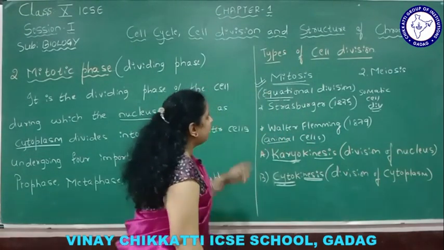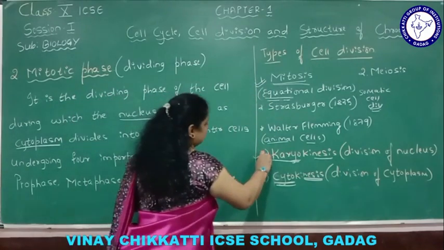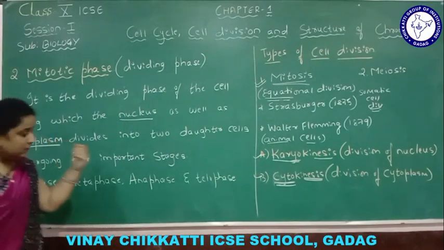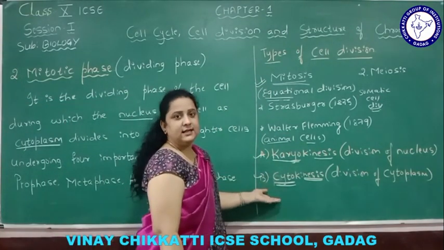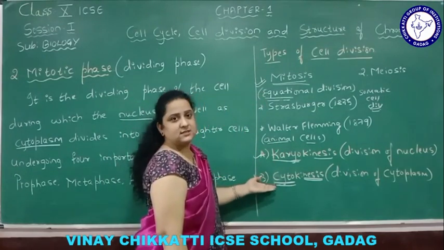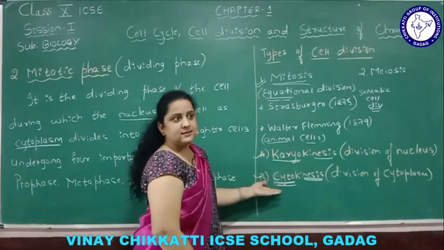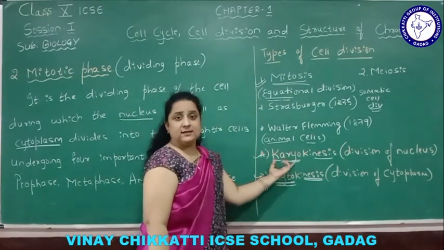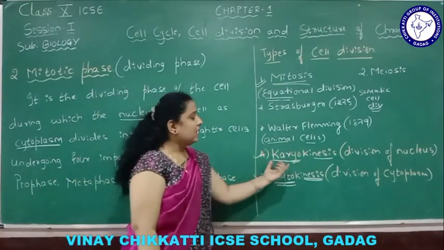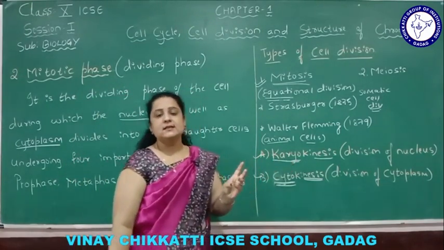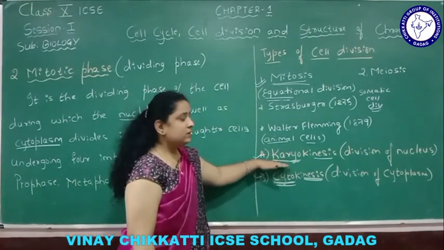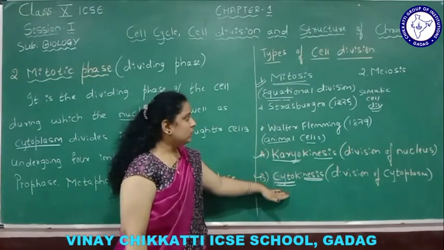Now, mitosis undergoes 2 stages. As I told you earlier, here we are mentioning it very briefly, but later you are going to study it in detail. Mitosis is further divided into 2 stages, karyokinesis and cytokinesis. Karyon means nucleus. The division of the nucleus takes place in 4 stages: prophase, metaphase, anaphase and telophase. After karyokinesis, the next stage is cytokinesis.